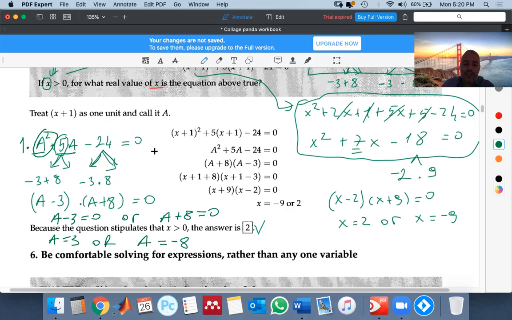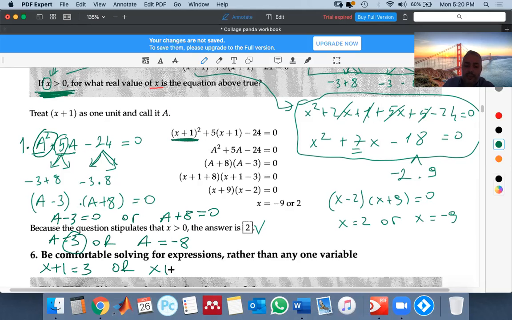But since my question says at the beginning, x must be greater than 0. But by the way, what was the a? A was x plus 1. So I have to continue. x plus 1 is equal to 3.